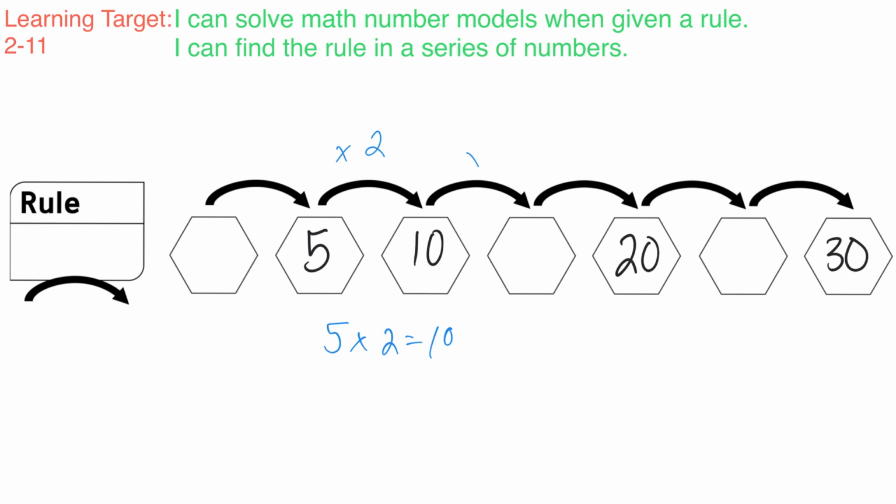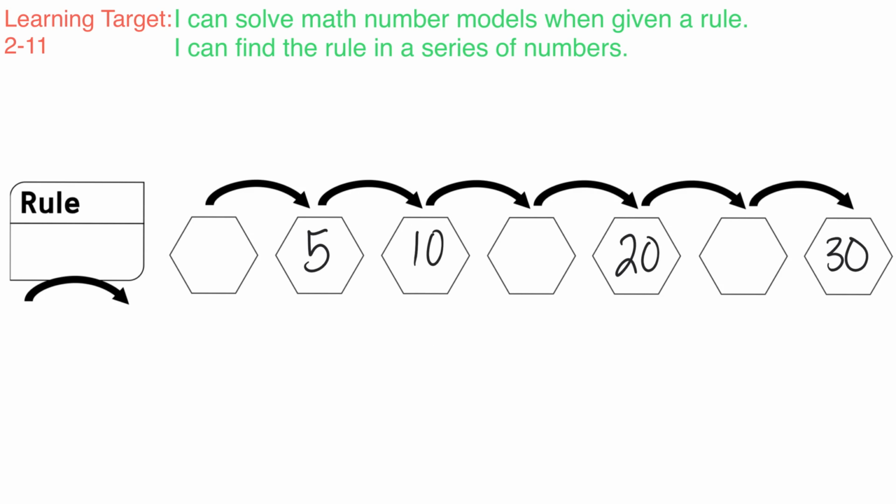So let's do 10 times 2 equals 20. Oh, and you know what? As I'm looking at that now, I can see that our rule cannot be times 2 because 20 times 2 doesn't equal 20 here. So I've got to do some backtracking. So I'm going to erase this work here because I know it cannot be 5 times 2. It's got to be something different.